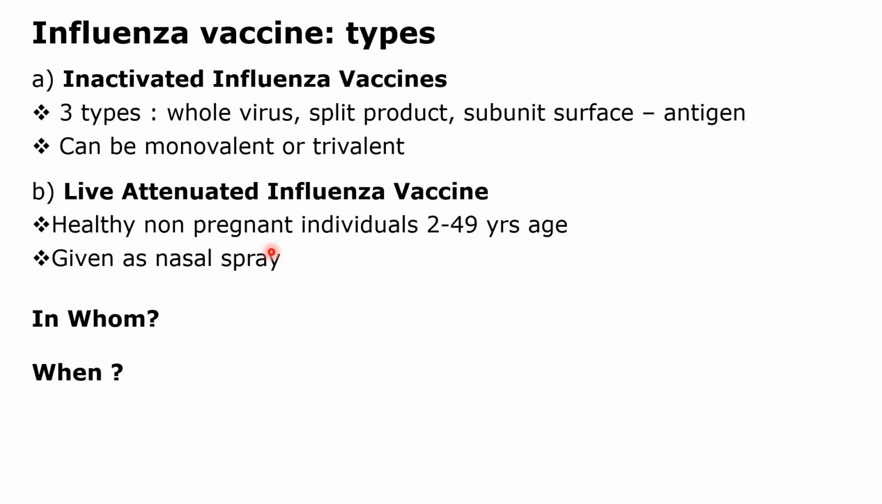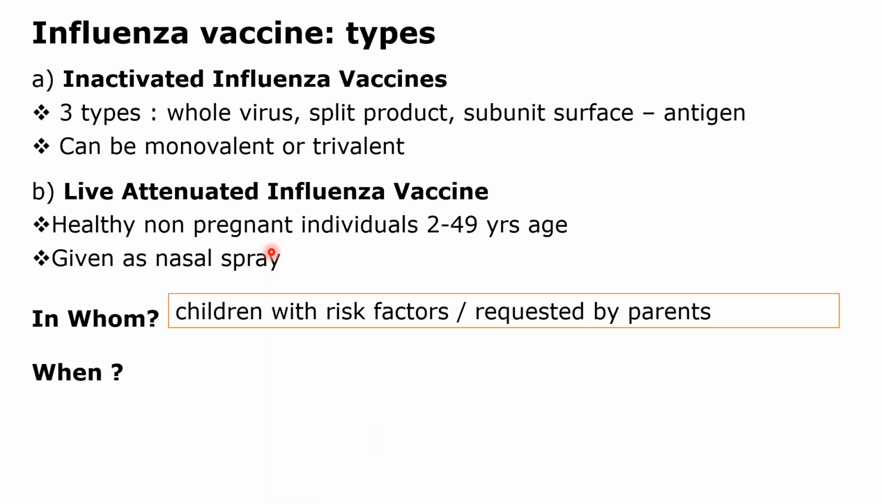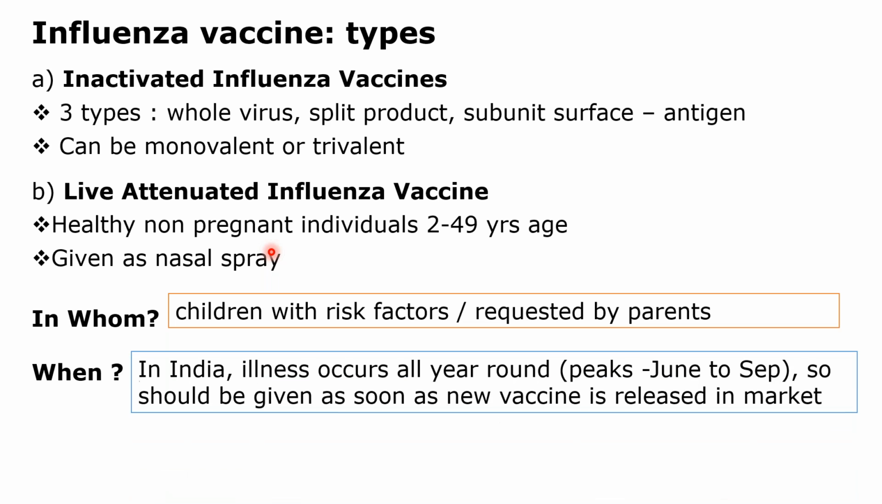Now, as we already mentioned, the influenza vaccine is recommended in children with risk factors or where it is requested by the parents. And when should it be given? In India, influenza occurs all year round, but it peaks from June to September. So it should be given as soon as a new vaccine is released in the market.